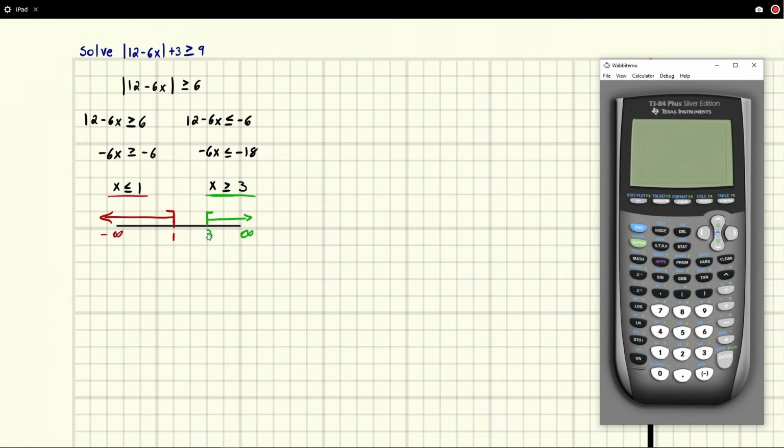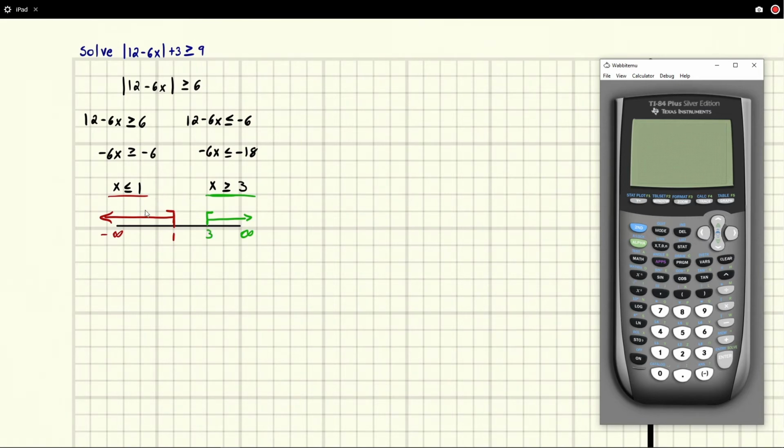Next up, we need to check this endpoint, 3. So we do 3 times 6. Now this is a negative 6. So we get negative 18. 12 minus 18 is negative 6. Negative 6 absolute value is 6, plus 3 is 9. So this endpoint also checks out.